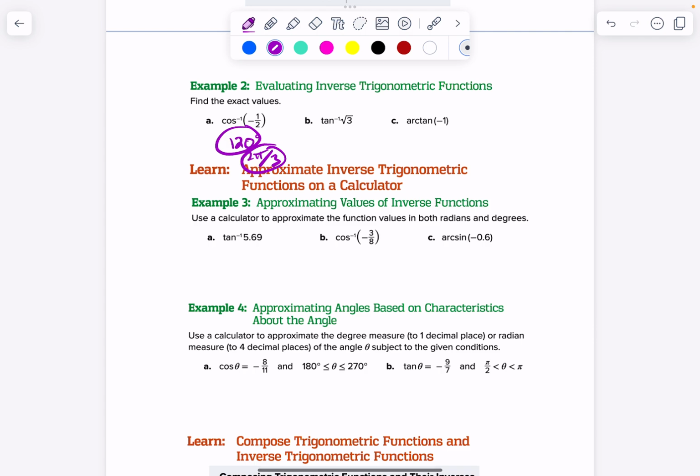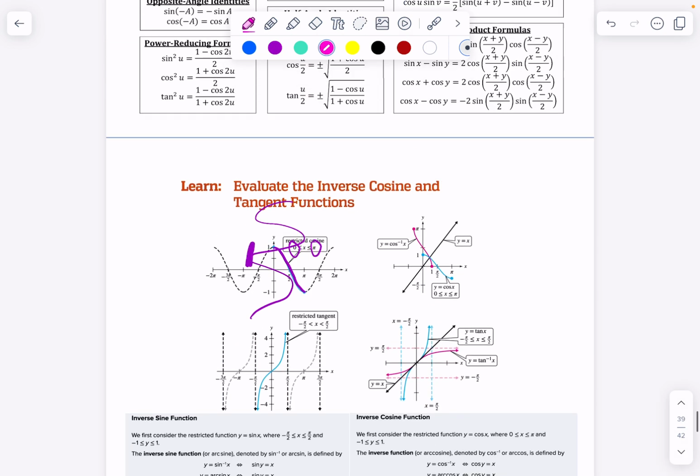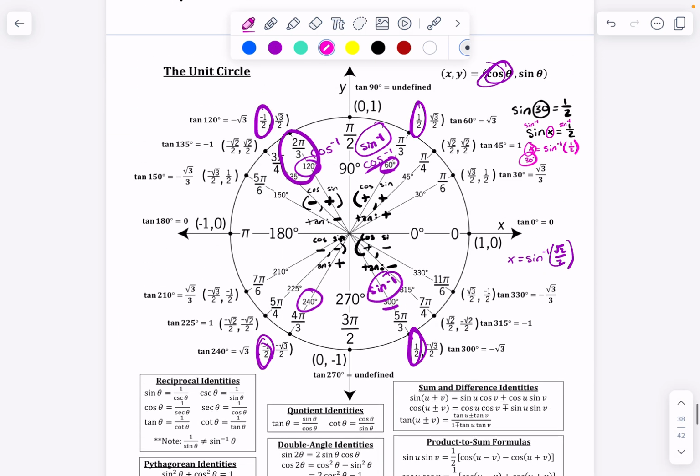All right, now they're going tangent on us. They want to know where tangent is the square root of 3. What angle gives me a tangent value of square root of 3? Tangent is square root of 3 here. And it's negative here, so that doesn't count. And it's negative here, that doesn't count. So it's either going to be 60 degrees or it's going to be 240 degrees.